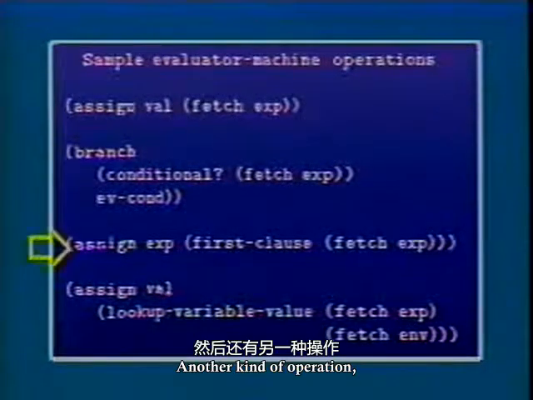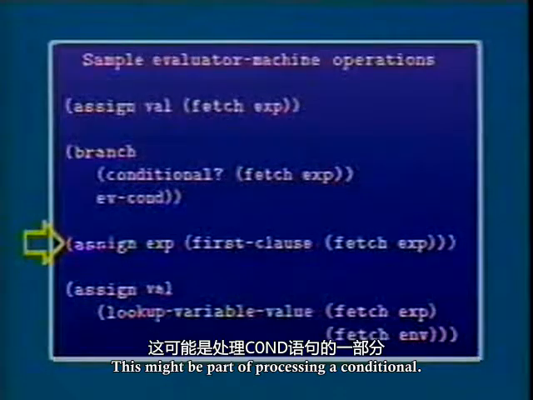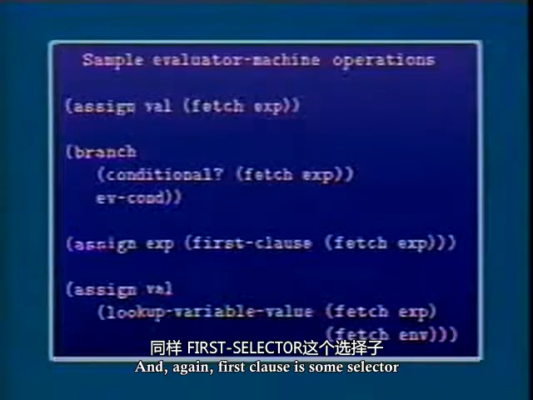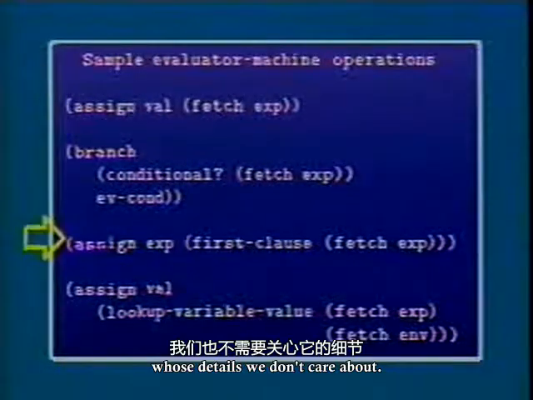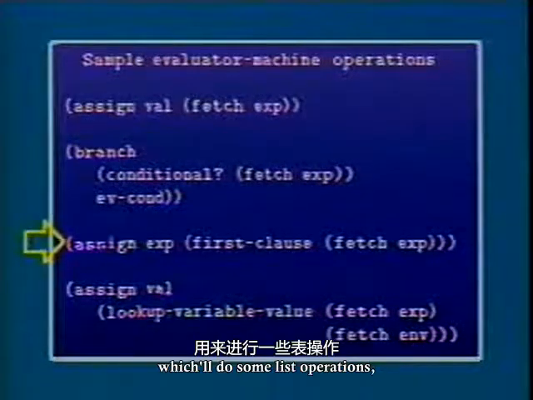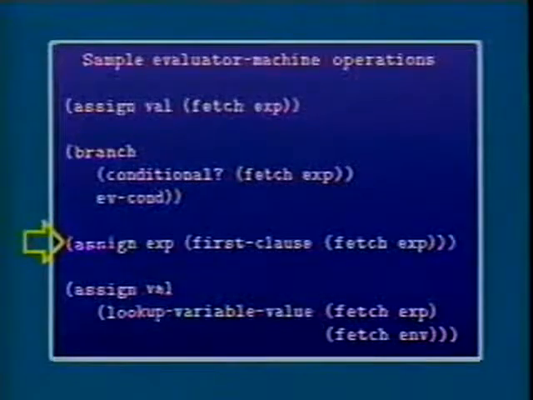Another kind of operation, and there are a lot of different operations, assign to exp the first clause of what's in exp. This might be part of processing a conditional. And again, first clause is some selector whose details we don't care about. And you can, again, imagine that as a subroutine which will do some list operations, or you can imagine that as something that's built directly into hardware.